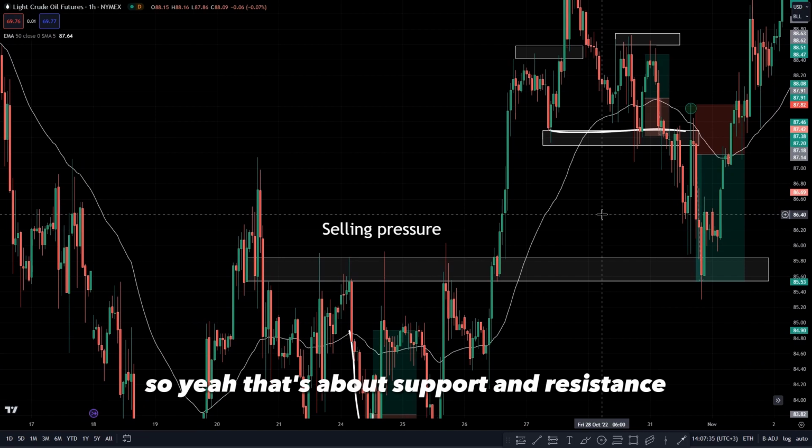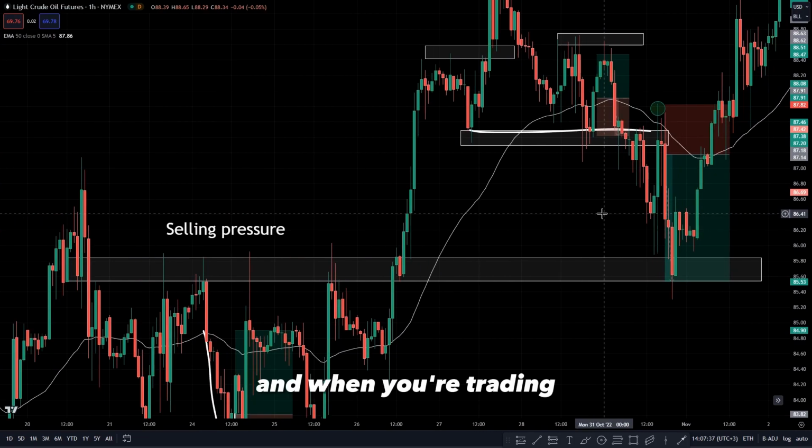So yeah, that's about support and resistance. And when you're trading, always mark where the latest and newest support and resistance is.